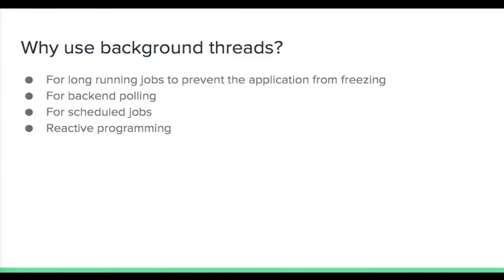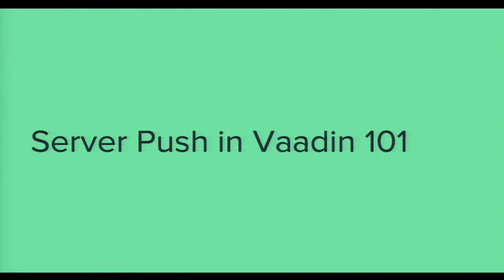Or then if you're doing reactive programming, so asynchronous message-based programming, instead of the typical synchronous programming model where you just do something, then you wait and then you get the result, you're sending messages away and waiting for something to happen, and then it comes back, and then you might have a callback, and so on. So those are reasons why you want to use background threads.